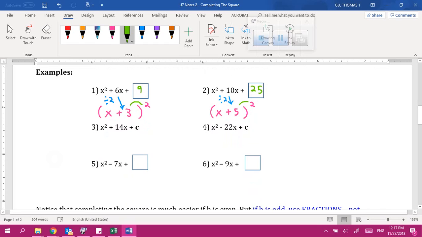Okay, number 3. What is my perfect square goal that I'm going for? x plus 7 squared, that's right. And if 7 is the number in here, what is c going to be? 49, that's it. We just square that 7 and get 49.